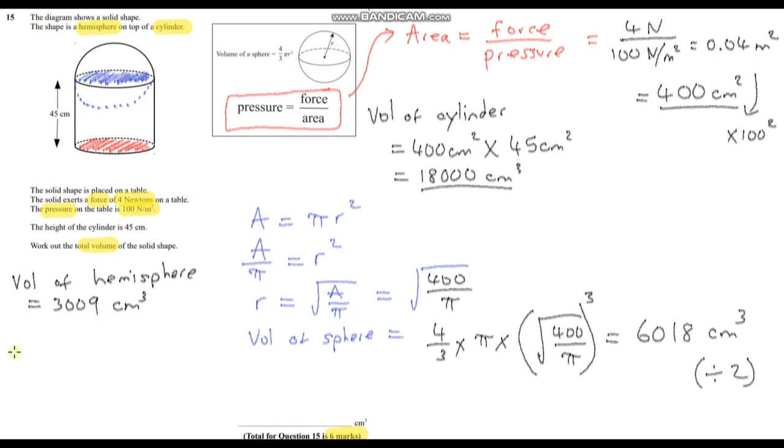So the total volume, we're almost at the end. The total volume is going to be the volume of our cylinder, which is 18,000, plus the volume of our hemisphere, which is 3009. And I think we probably deserve a drum roll for this, because we've definitely earned that. So we're going to add those two volumes together, and we get a total of 21,009. I didn't really need a calculator for this, but hey ho. And our units are in centimeters cubed. So that is our answer, 21,009.